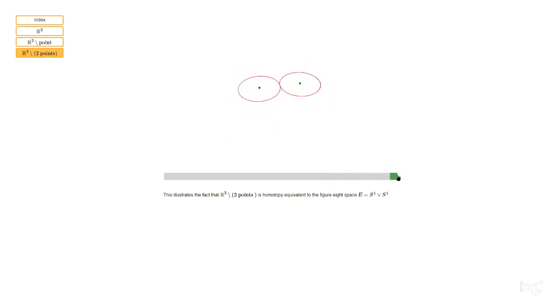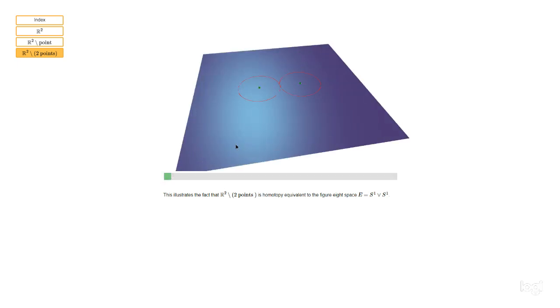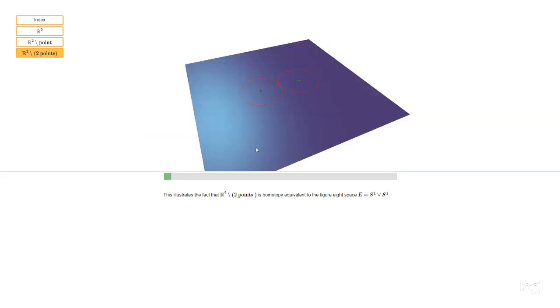The conclusion of this picture is that R2 with 2 points removed is homotopy equivalent to this union of 2 circles, which we call E. We also use the notation S1 wedge S1 for the union of two circles meeting at a single point, and that's homotopy equivalent to R2 with 2 points removed. If we wanted a more formal proof, we'd need to actually write some formulae, which is not so hard to do.